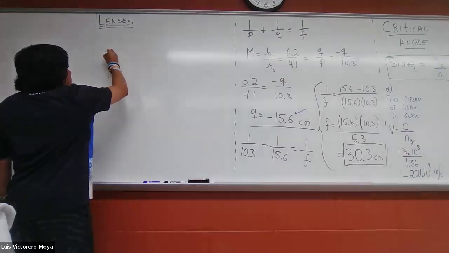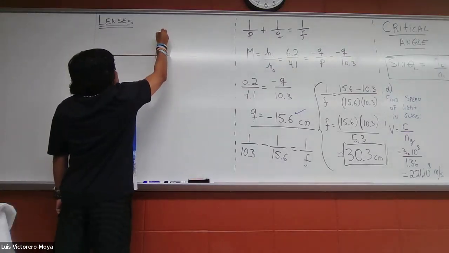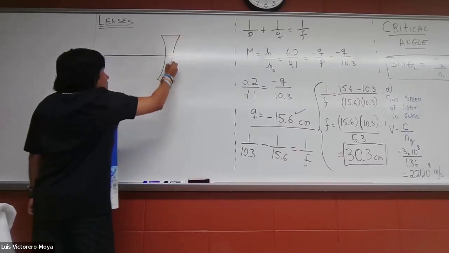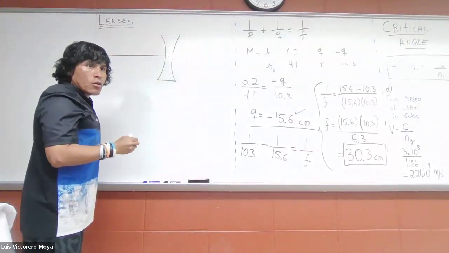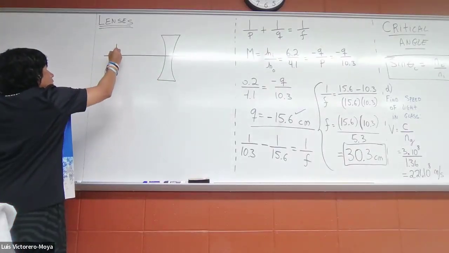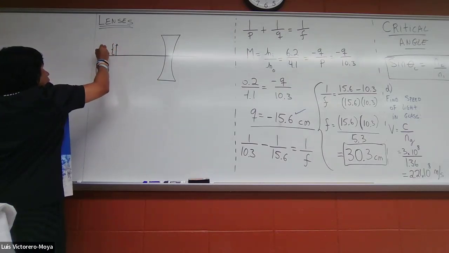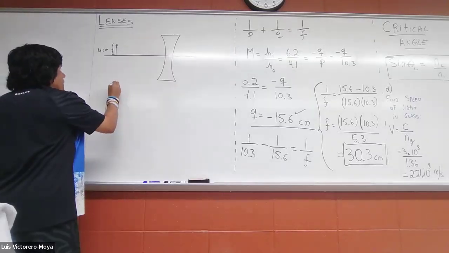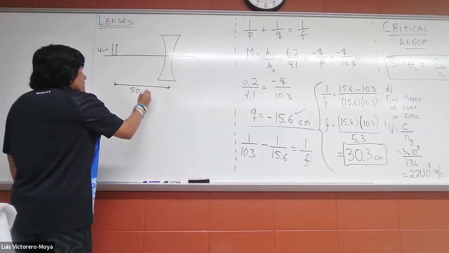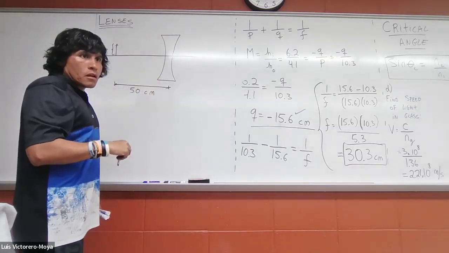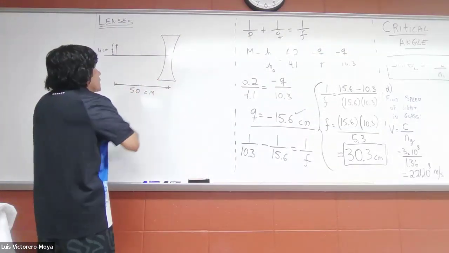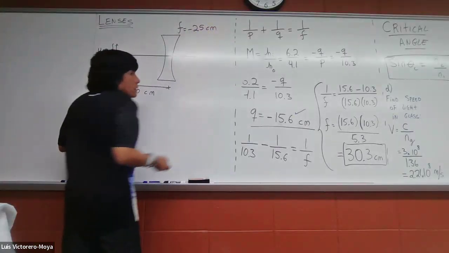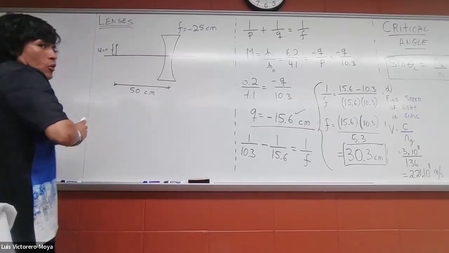You have a diverging lens. You have a 4-centimeter object here, which is 50 centimeters from the diverging lens, which has a focal length of negative 25 centimeters. What is the nature and location of the image?